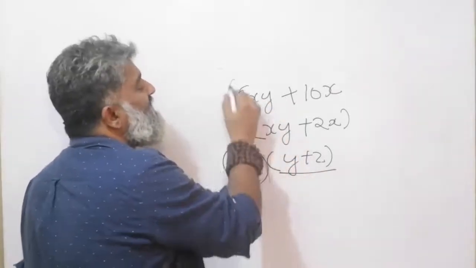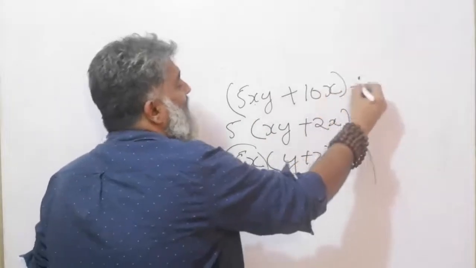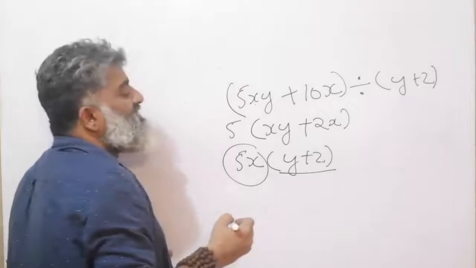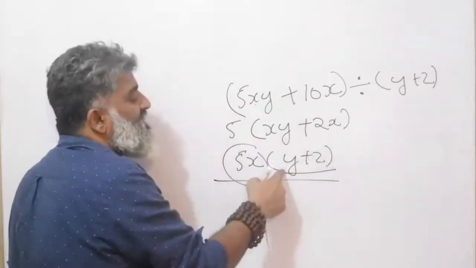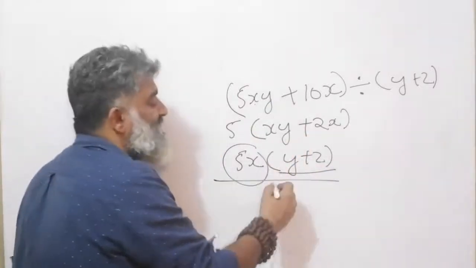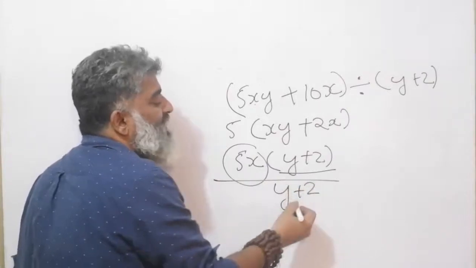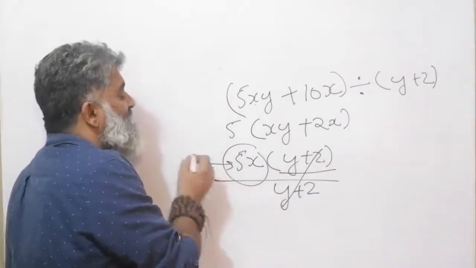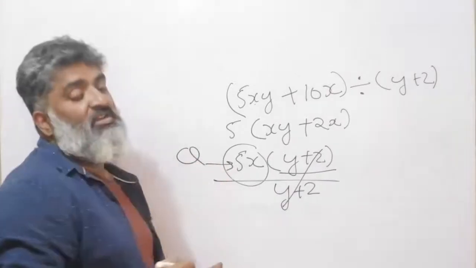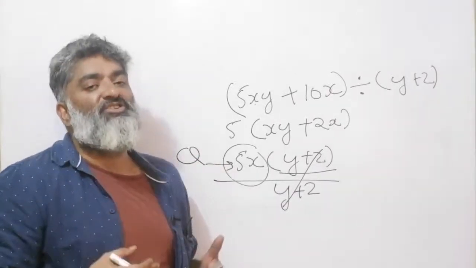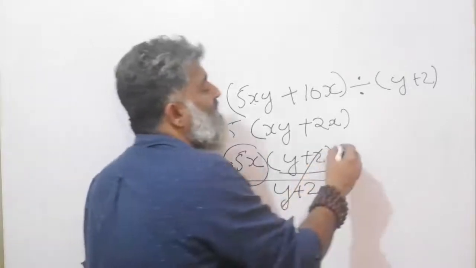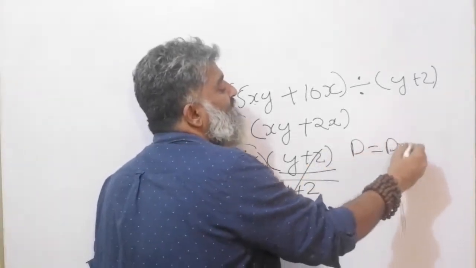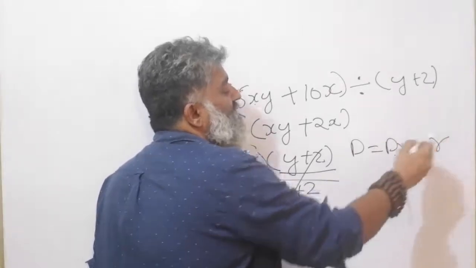That means if you take this expression and divide it by y plus 2, the remainder will be 0. This expression and this expression are the same, so you take this expression and divide it by y plus 2, the y plus 2 will get cancelled and 5x will be your quotient. So your basic division process, just a quick reminder: the dividend is equal to divisor into quotient plus remainder.